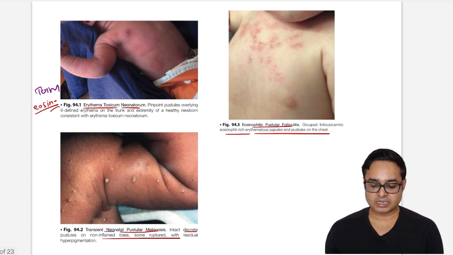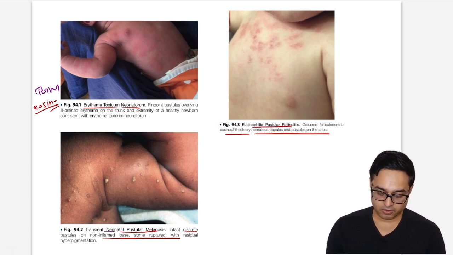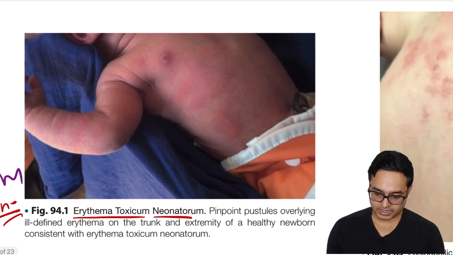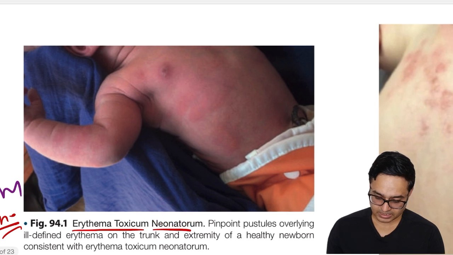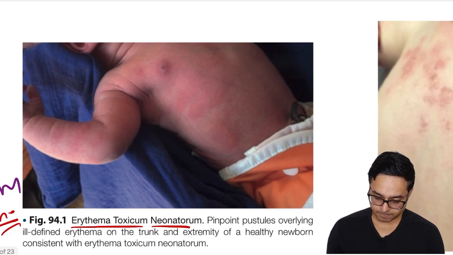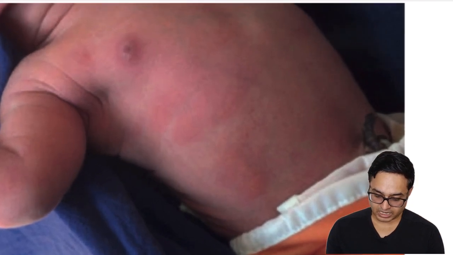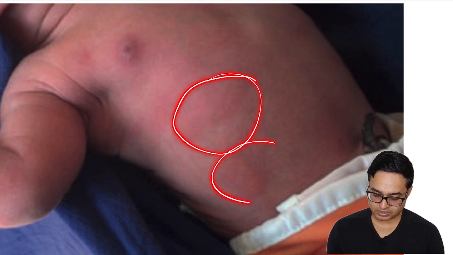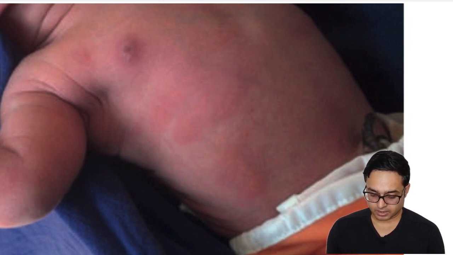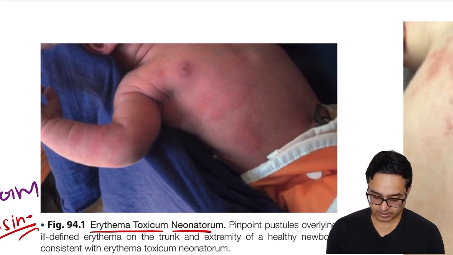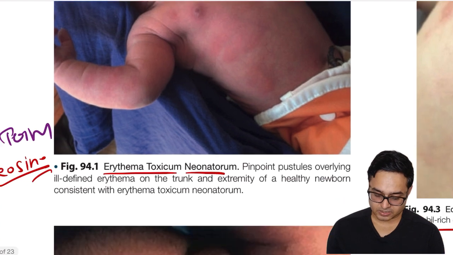Okay, these are some images of neonatal skin conditions. First, in this first diagram, this is erythema toxicum neonatorum. These are pinpoint pustular lesions with ill-defined erythema, having eosinophils. You are able to see this erythema on the trunk or extremities.